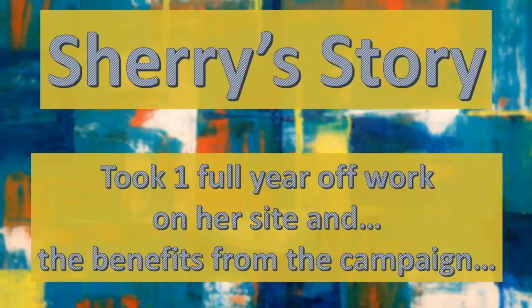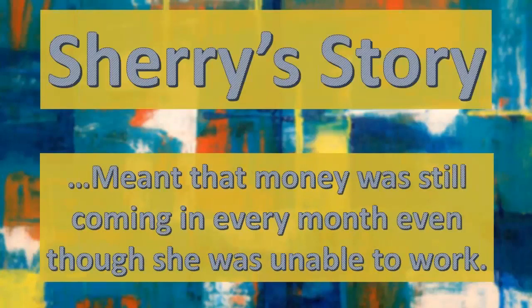She was too poorly. But the campaign that we'd already done for her meant that money still came in every month from sales of products on her website, from affiliate links, even though she did not touch that website for 12 months. Can you imagine taking 12 months off work or 12 months not touching your website and seeing payments come in every single day, every single week, allowing you to continue living while you do whatever you're doing. In Sherry's case, she was recovering from illness. In your case, it might be spending time with family.